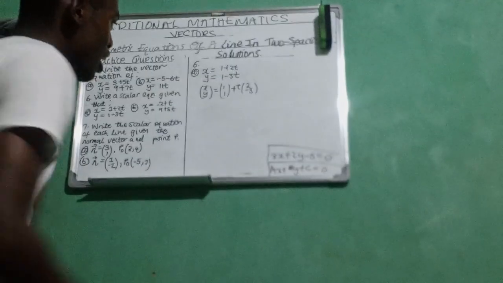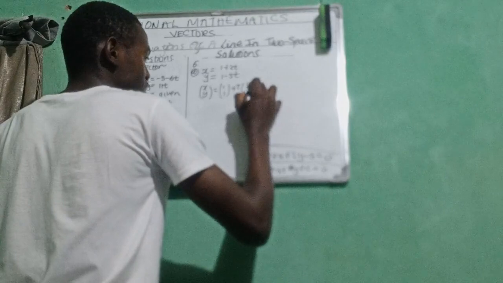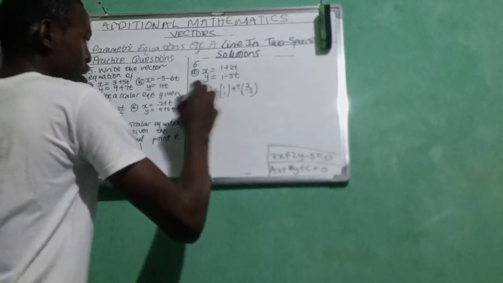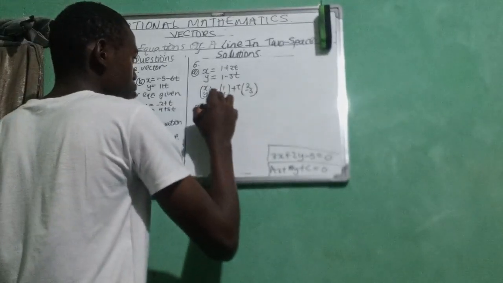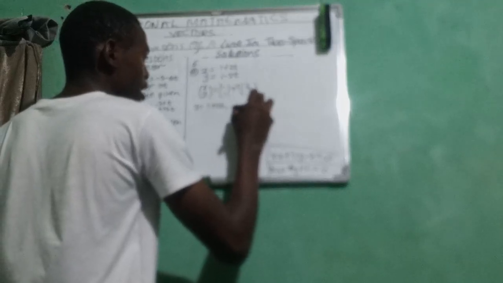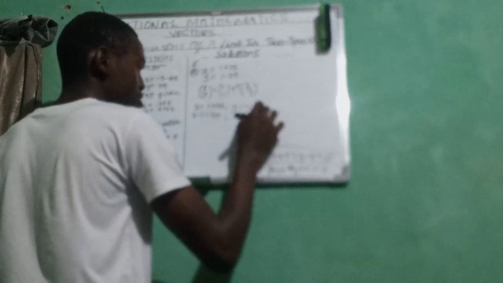Method 2, let us start by making t the subject of the formula. How do we do that? The top row, we'll say x is equal to 1 plus 2t. The bottom row, y is equal to 1 minus 3t. We make t the subject of the formula. x minus 1 is equal to 2t. y minus 1 is equal to minus 3t.